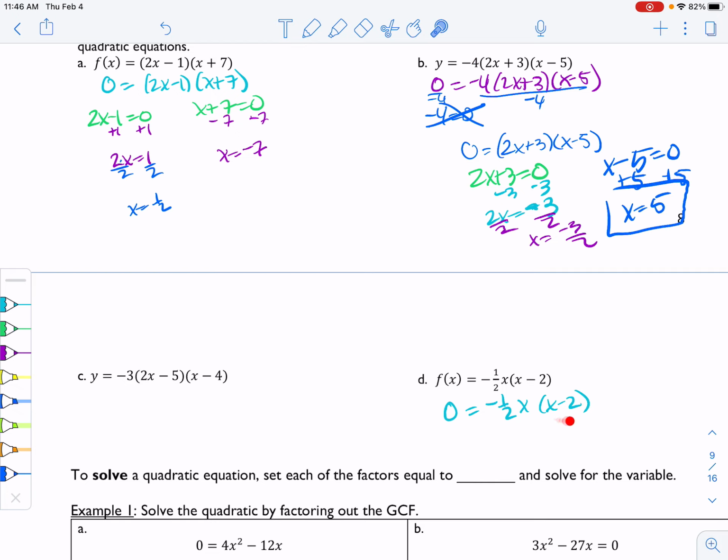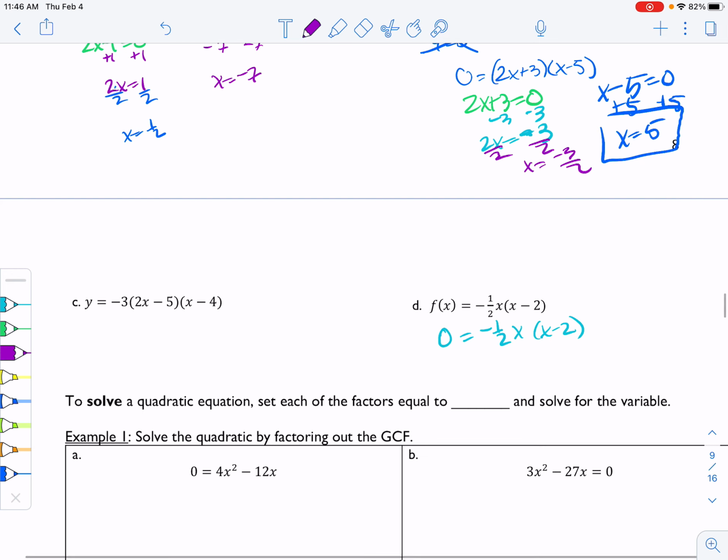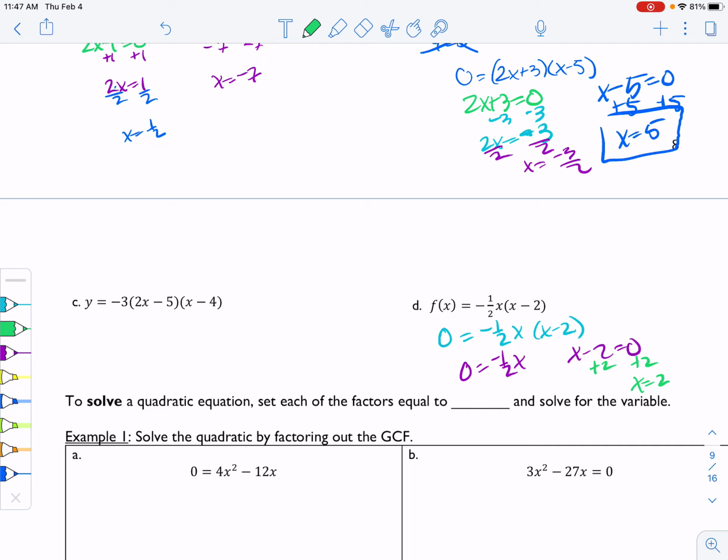This is still a factor, and this is still a factor, so I can still go the long route and set each one of those equal to 0. So I can do -1/2 x equal to 0, and x minus 2 equal to 0. So here we need to undo subtracting 2 by adding 2. So we get x is 2. On this one, we need to undo timesing by -1/2. Well, you can undo timesing by -1/2 by timesing by -2, or that's the same thing as dividing by -1/2. So then we get 0 equals x. Okay? So we get x equals 0 and x equals 2.